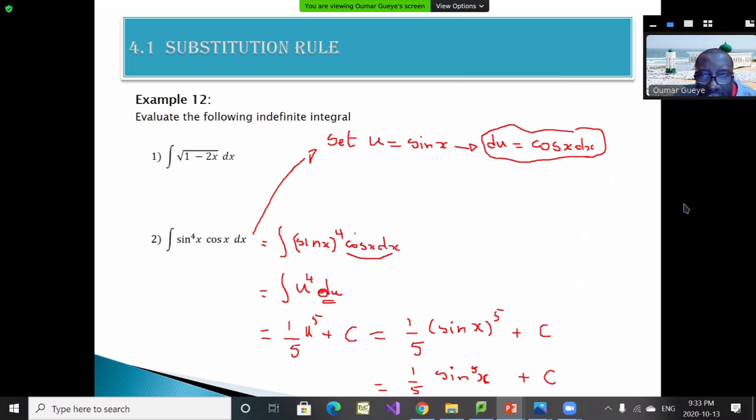So in this case, I substitute all these, my du, as you can see here. If you want, you can also isolate your dx and then substitute dx only, the cosine cancels out, and you will get the same thing. Any question?